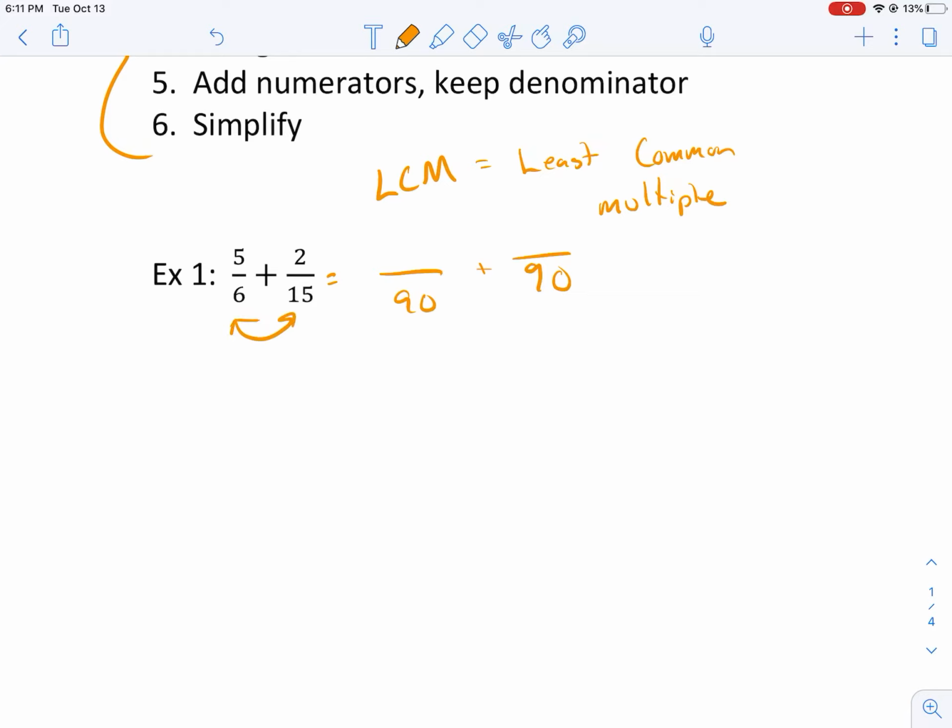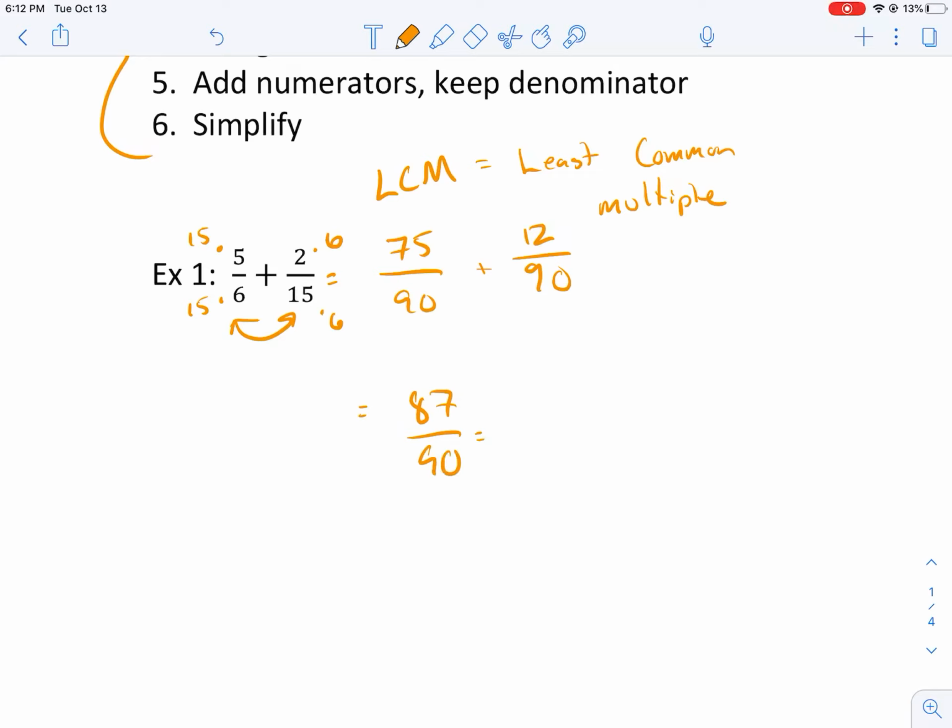You might have to do some simplifications at the end, but you'll still get the same answer. I'm going to do it both ways just so you can see what I'm talking about. If I did 6 times 15, that means I have to multiply the top and the bottom by 15, so that gives 75. Over here, I'm multiplying the top and the bottom by 6, so I get 12. 75 plus 12 is 87.